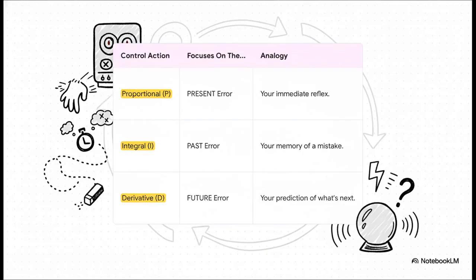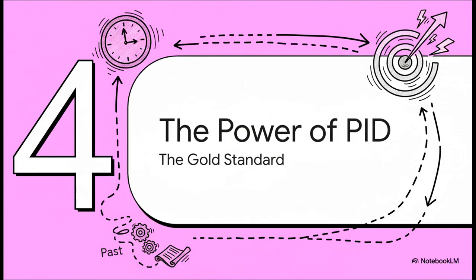And this table just lays it all out so perfectly. Proportional, the P, is your reflex. It's all about reacting to the present error. Integral, the I, is your memory. It's about correcting for lingering mistakes from the past. And derivative, the D, that's your intuition. It's your prediction of what's coming next. Present, past, and future. So now, let's put it all together.